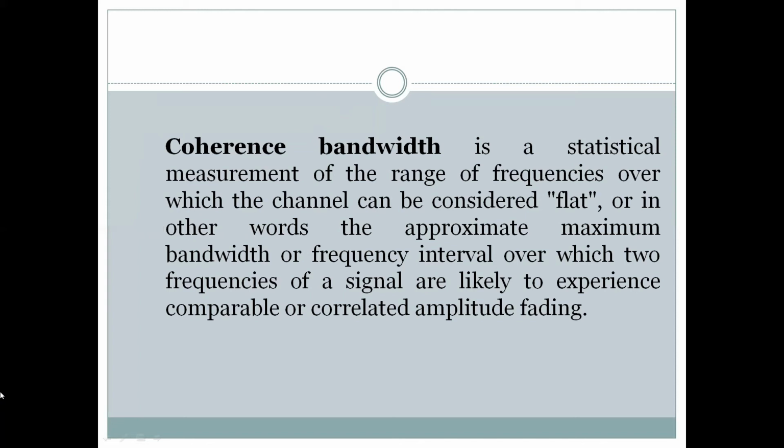What does flatness mean? Any signal is composed of different frequency components. And it is said here that the frequency interval over which two frequency components of a signal are likely to experience comparable or correlated amplitude fading. We are talking about fading in terms of amplitude only. And we are talking about two frequency components of a signal. A signal might have many frequency components, out of which any two frequency components, if you take, and if it goes through some kind of an amplitude fading, that fading has to be correlated or comparable.